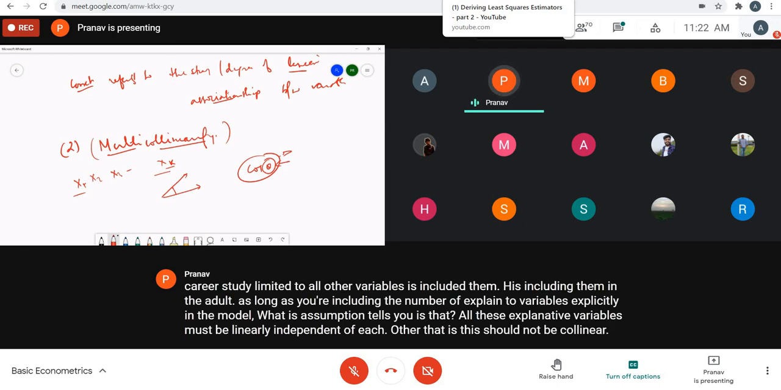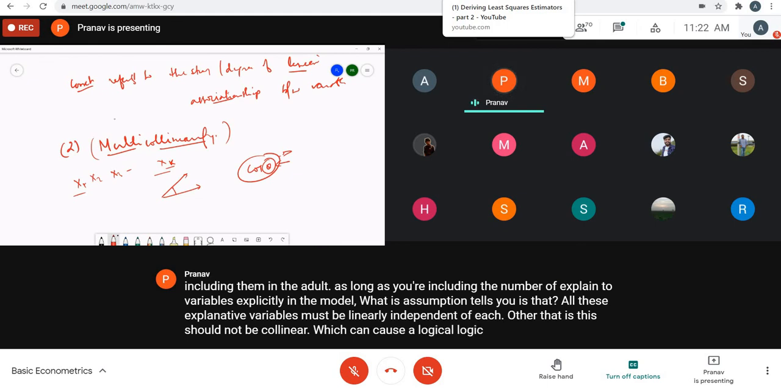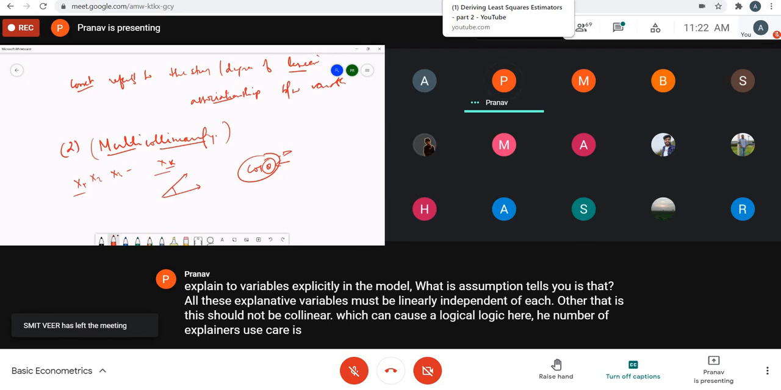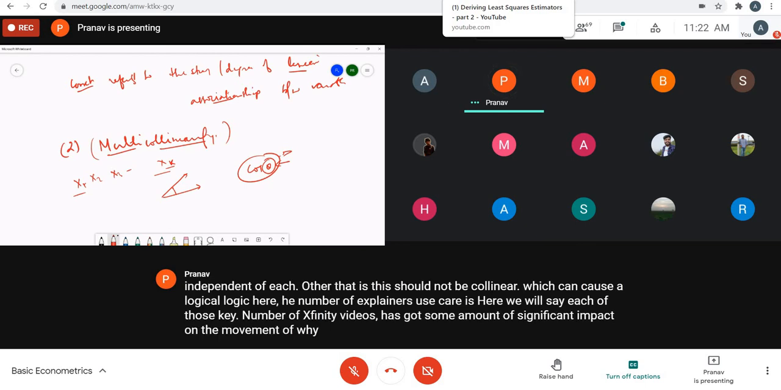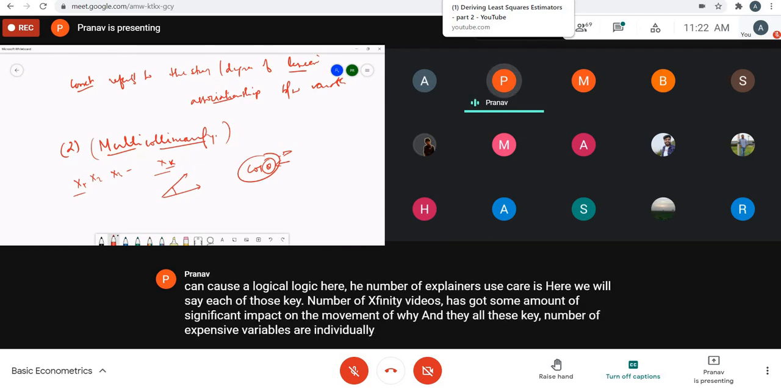और इसका एक बहुत अच्छा लॉजिक है. लॉजिक ये है कि अगर आपने इतने नंबर ऑफ एक्सप्लेनेटरी वेरिएबल्स यूज किए, इसका मतलब क्या कि आपको लगता है ऐसा कि हर ये जितने k नंबर ऑफ एक्सप्लेनेटरी वेरिएबल्स हैं, each of those k number of explanatory variables has got some amount of significant impact on the movement of y. And all these k number of explanatory variables are individually necessarily significant. That's why you're including them in the model explicitly.